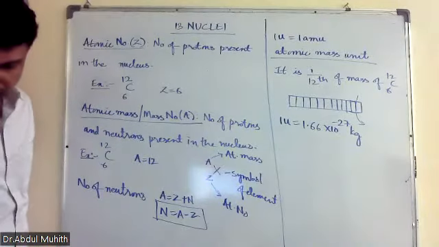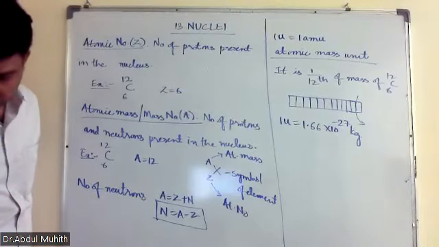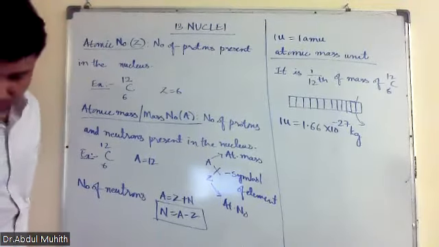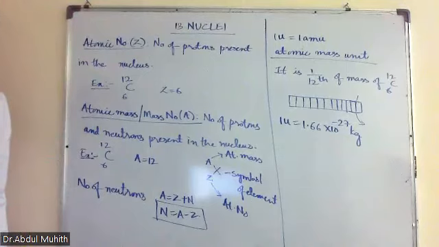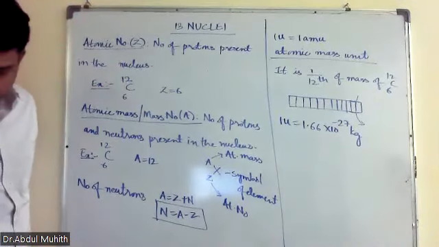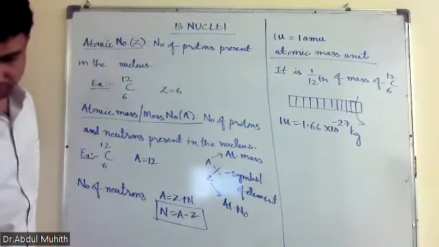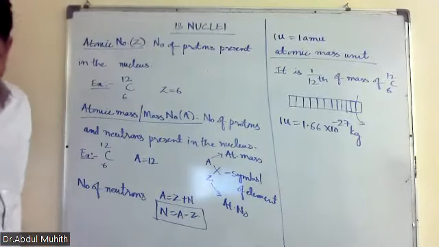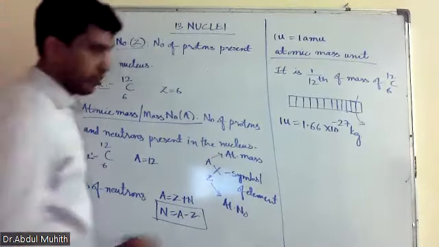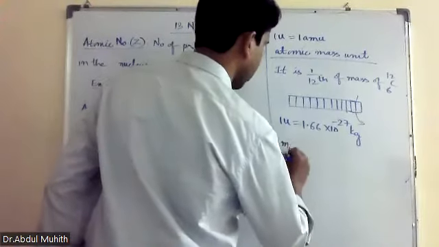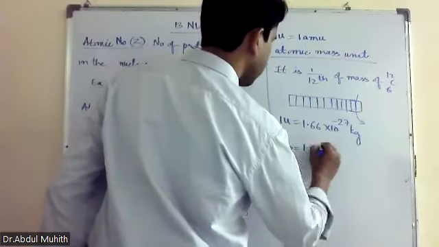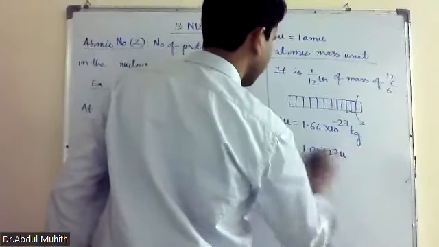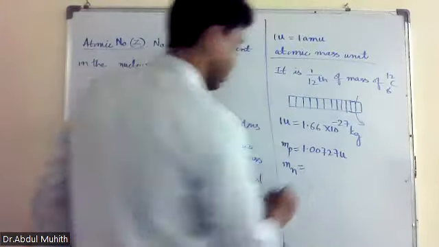Next, we will go with the mass of the neutron, and the mass of the proton. So the mass of the proton is 1.00727 U. The mass of the neutron is how much?